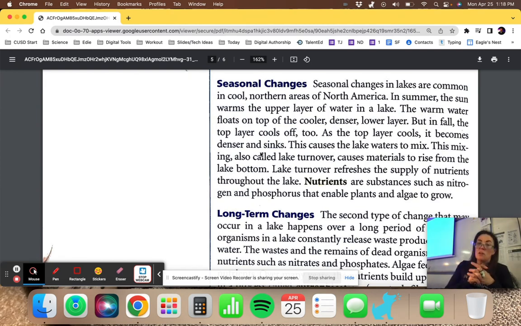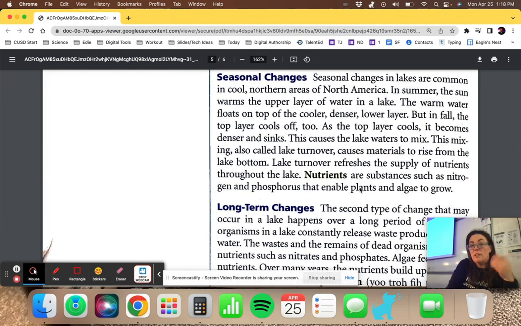This mixing, which is also called lake turnover, just like upwelling, causes materials to rise from the lake bottom. So you have that colder, denser water when it cools off outside sinking, and it pushes some of that water and those nutrients up. Lake turnover refreshes the supply of nutrients throughout the lake. Nutrients are substances such as nitrogen and phosphorus that enable plants and algae to grow.